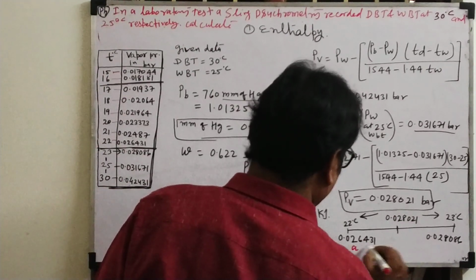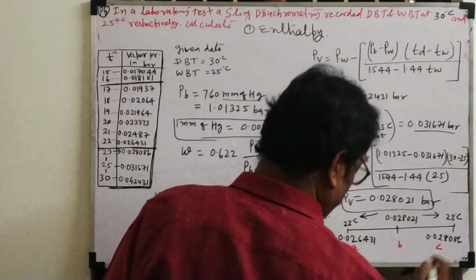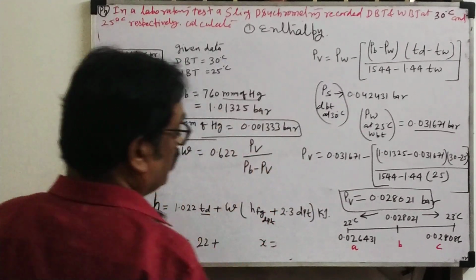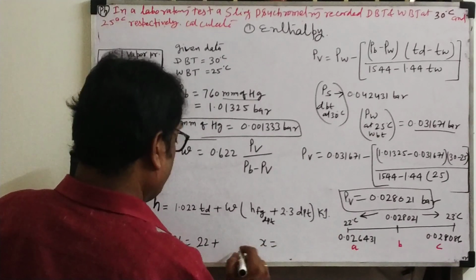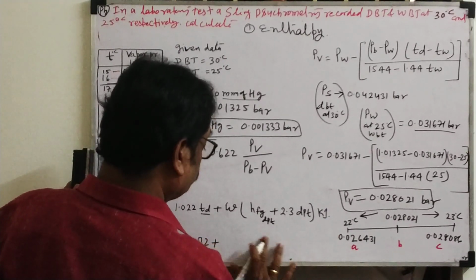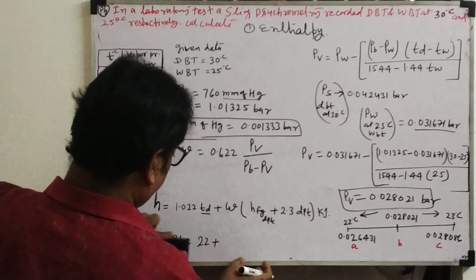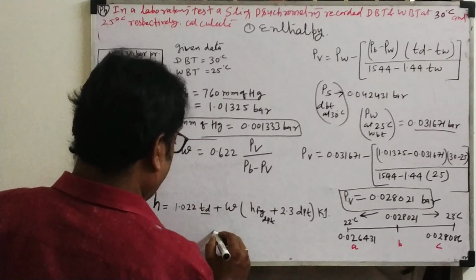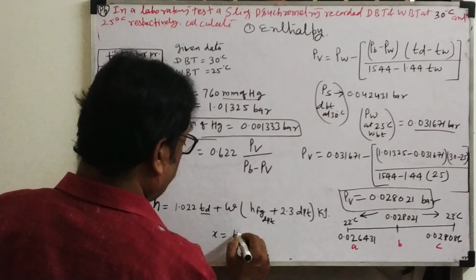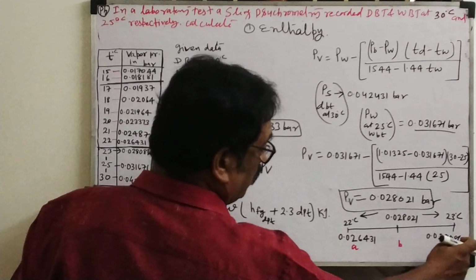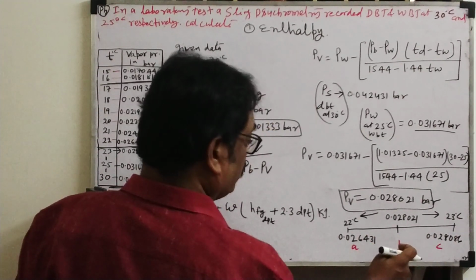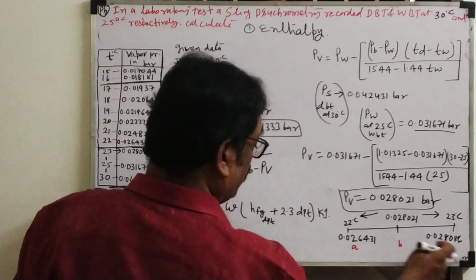This point is A, this point is B, this point is C. So what is the fraction value? Using the interpolation method, how will we get the fraction value? We'll write the formula. x is equal to (B minus A) divided by (C minus A). This value minus A, divided by this C value minus A.